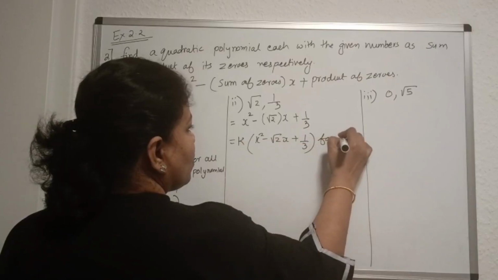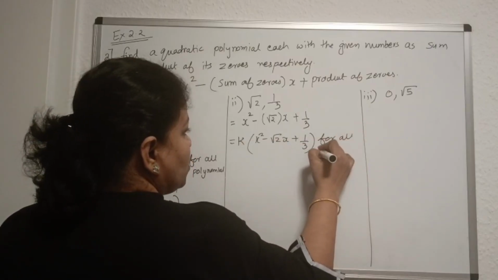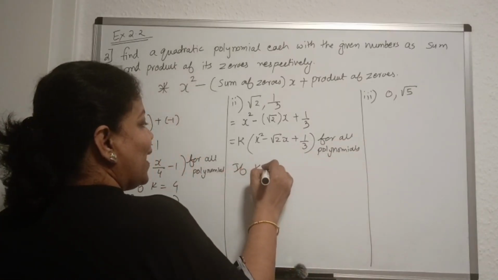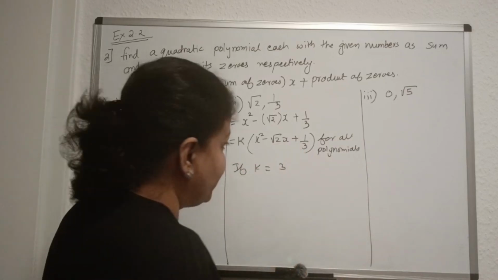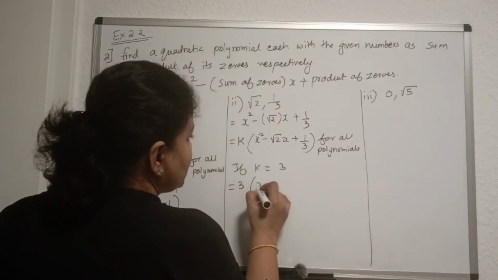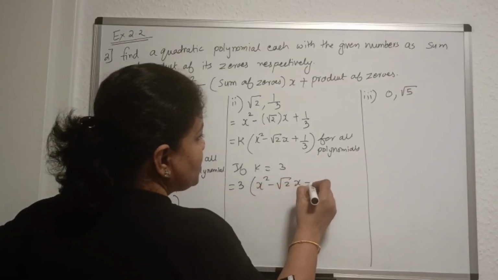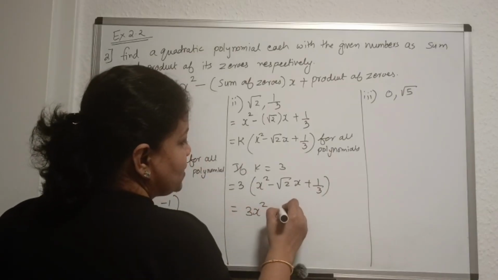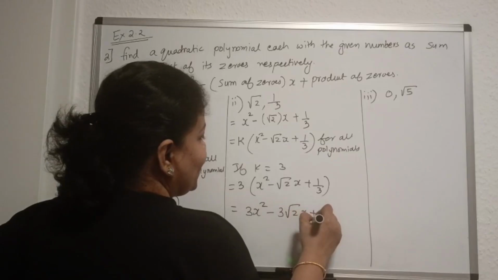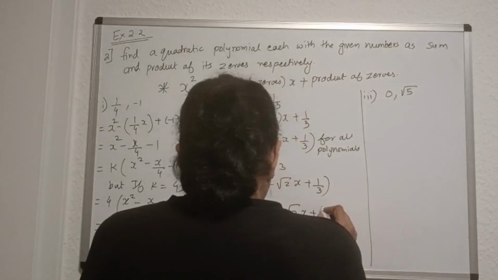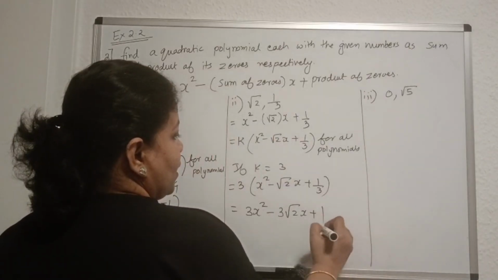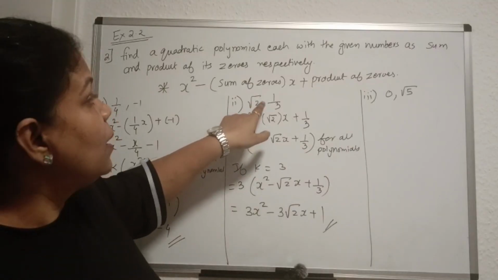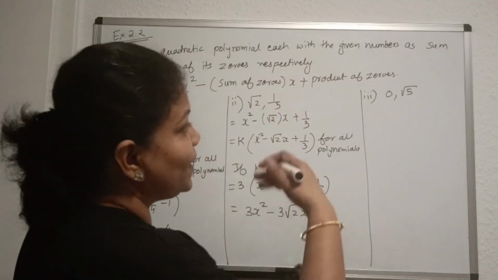This is for all the polynomials you can say. But if your k is equal to 3, because you can see 3 in the denominator here, right? So this becomes x square minus root 2x plus 1 by 3. If this 3 comes inside, this becomes 3x square minus 3 root 2x और ये 3 से कैंसिल हो जाएगा, आपका आंसर आ जाएगा 1. सो ये है आपका quadratic with sum as root 2 and product of the zeros as 1 by 3. Let's see the next question.